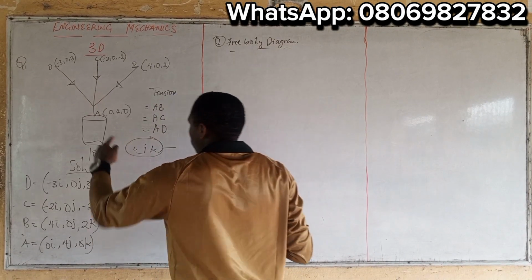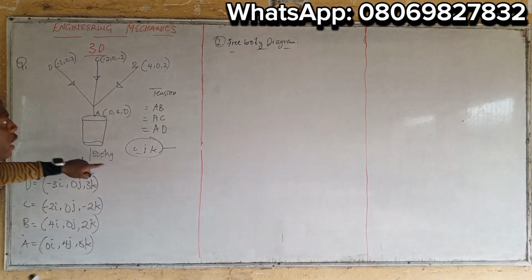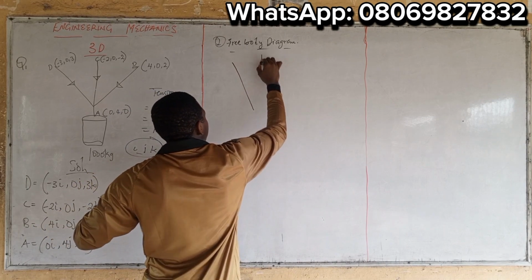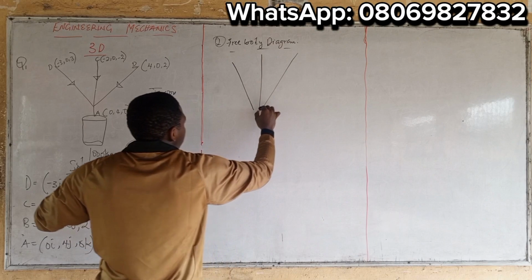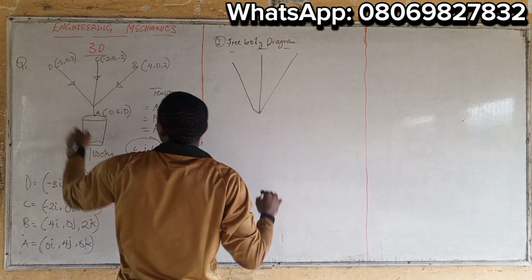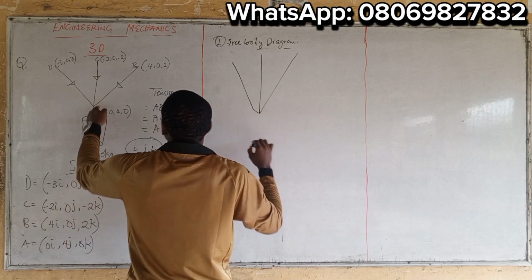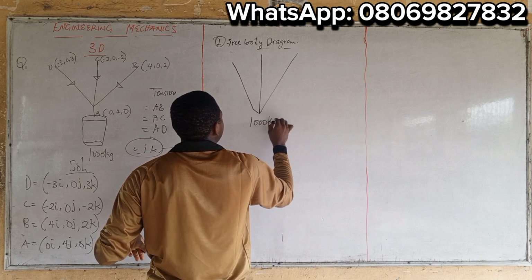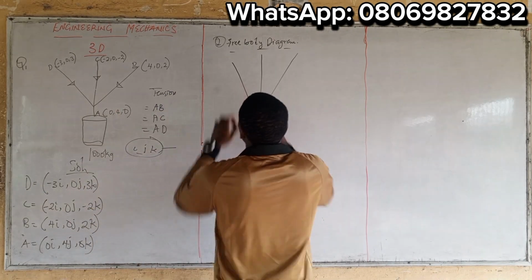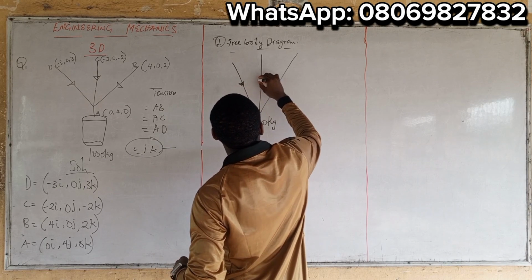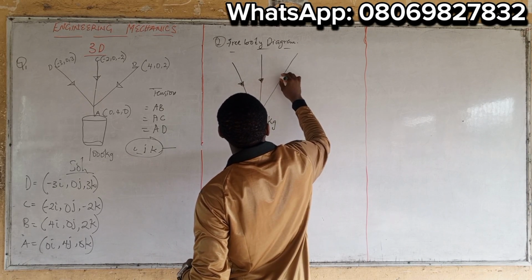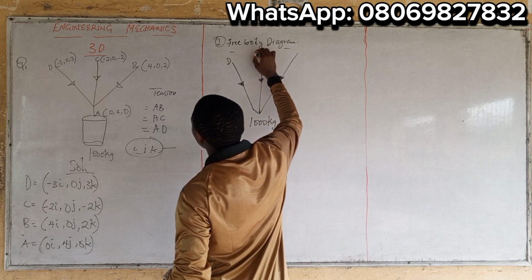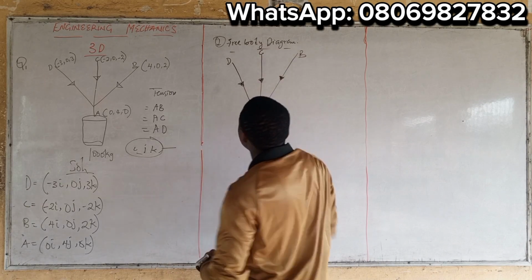Now, in drawing your free body diagram, what do you see? You are seeing the cylinder here, so your free body diagram will be of this nature. They are not telling you to draw exactly what you are seeing here, but just draw something that looks like what you have on your exam paper. So you have the 1000 kg here. You have this tension here, the second tension here, and the last tension here. Now this is your point D, this is your point C, and this is your point B.